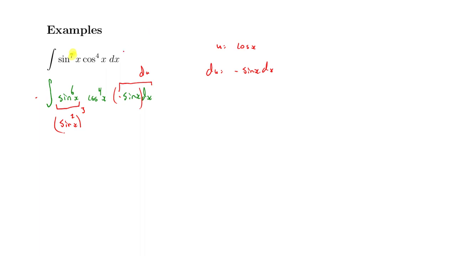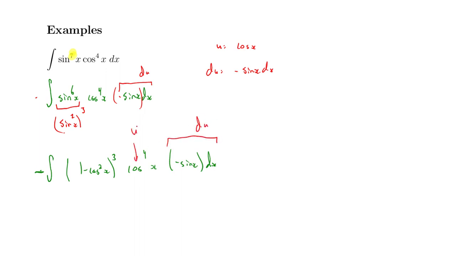And then we can say, all right, I know what sine squared of x is, so this integral really is negative the integral of 1 minus cosine squared of x cubed times cosine to the 4th x times negative sine x dx. And then we've got this stuff here is du. That's u to the 4. That's u squared. So our new integral is 1 minus u squared cubed times u to the 4 du. That should work out pretty well.